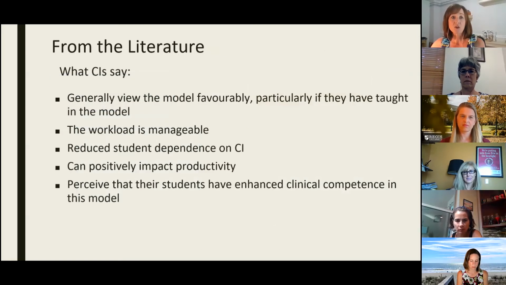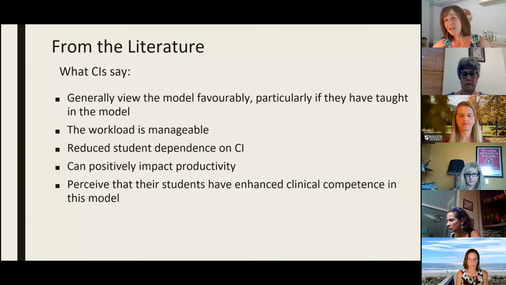So if we look at the literature, what CIs say about collaborative clinical education, it's generally viewed very favorably, and clinical instructors, two of which we have here tonight helping us as facilitators that have taught in these models, I think they can speak to this at some point. Once CIs have taught in this model, typically they say, this is great, I want to do this again. And some even say, I won't do it any other way. They find the workload manageable. Another big key that comes out of this is that there is actually reduced burden on the CI because the students are relying more on each other.